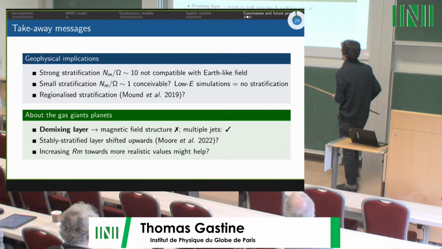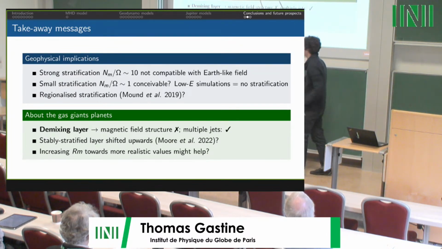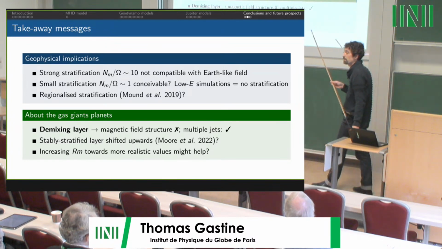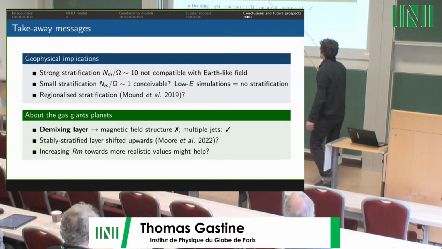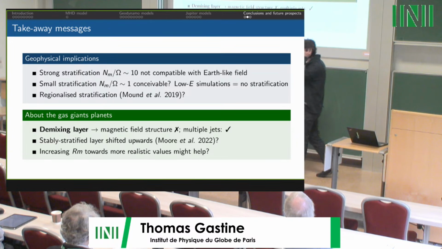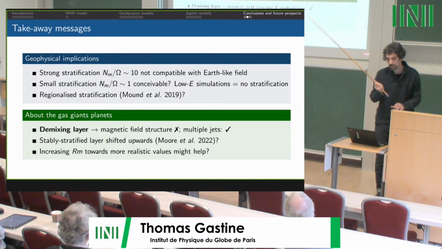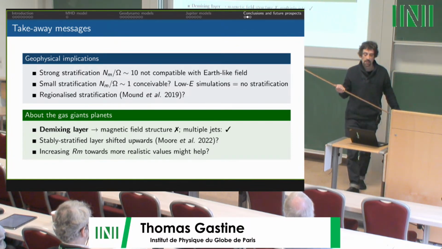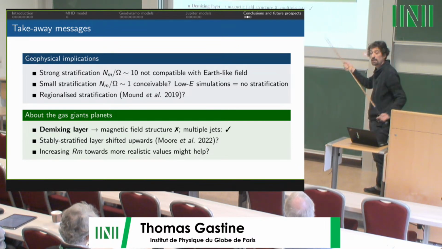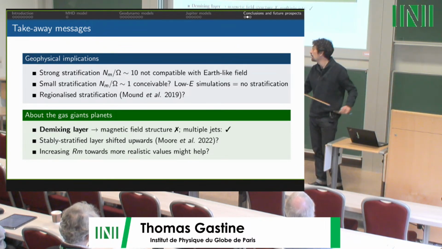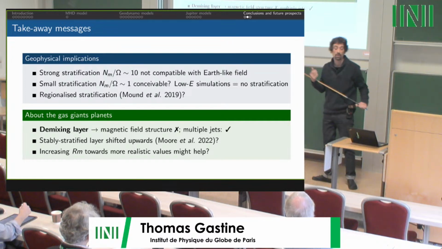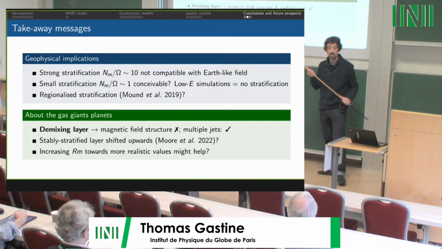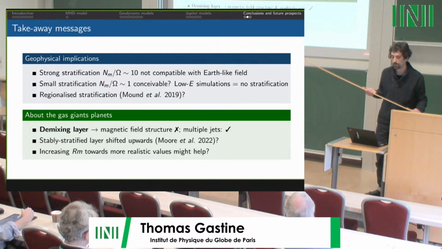So in more detail, for the geodynamo, we showed that the strong stratification scenario put forward by some seismic studies seems to be very unlikely in the light of geodynamo models. The more moderate N over omega equal 1 might be conceivable, at least high Ekman simulations suggest it, but lower Ekman simulations don't. Which means that it seems also quite unlikely that when you move towards more and more Earth-like parameters, this moderate degree of stratification could be maintained. So maybe there is an option for regionalized stratification, but this remains to be checked in systematic dynamo models.